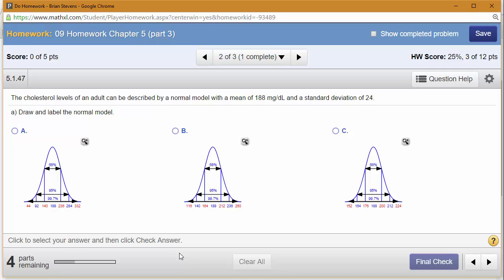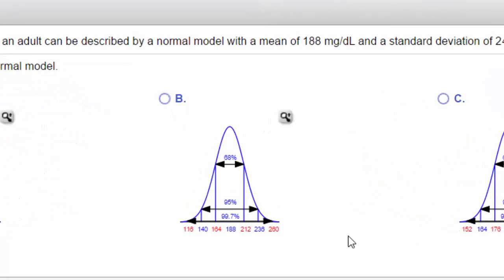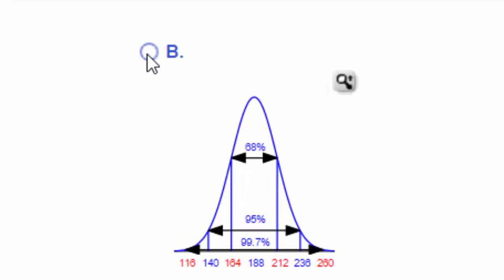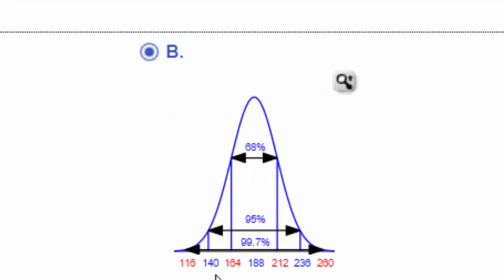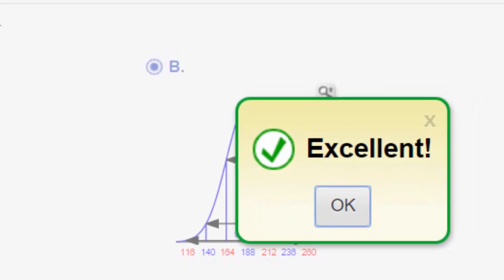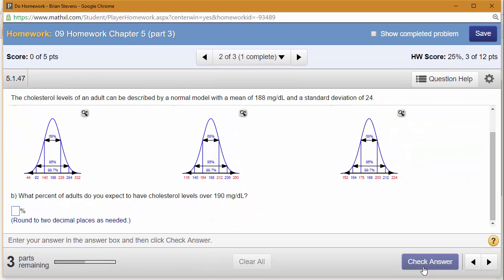Here we are with cholesterol levels, and it has a mean of 188 and a standard deviation of 24. Find the right model. And it looks like all the numbers are in order, 68, 95, 99.7, but we need 188 at the center and standard deviations of 24. And it looks to be this one is just right. It goes down 24 each time. The other ones go down too little or too much. What percent of adults do you expect to have cholesterol levels above 190?